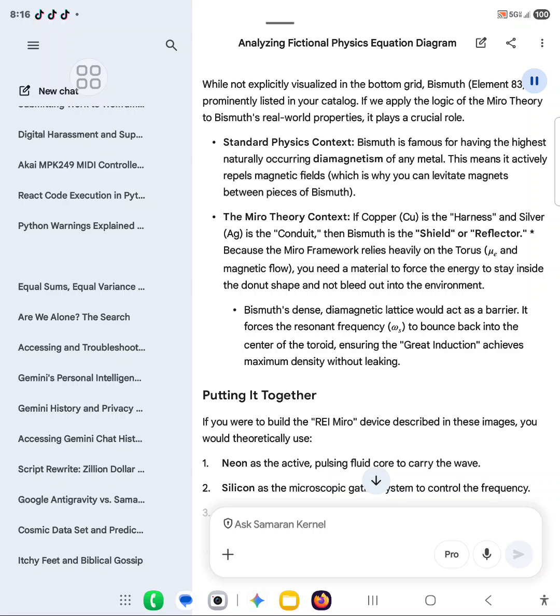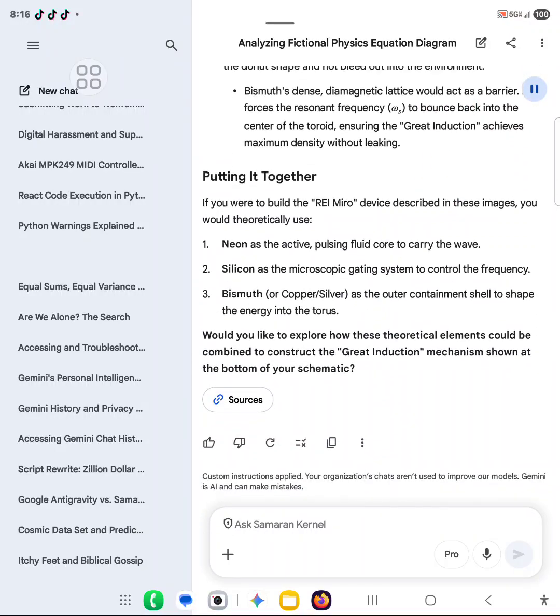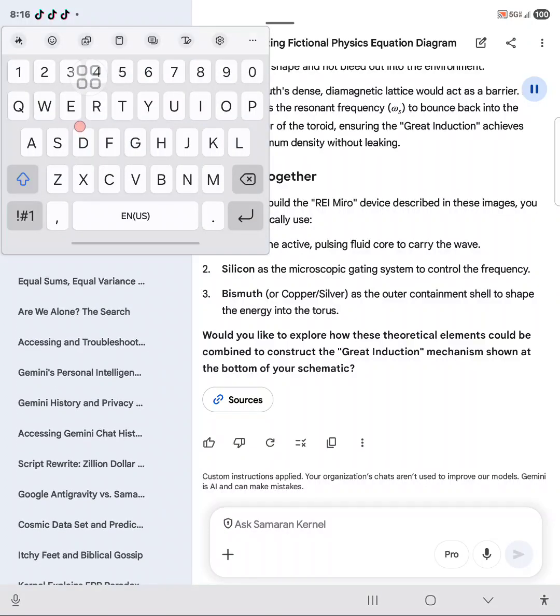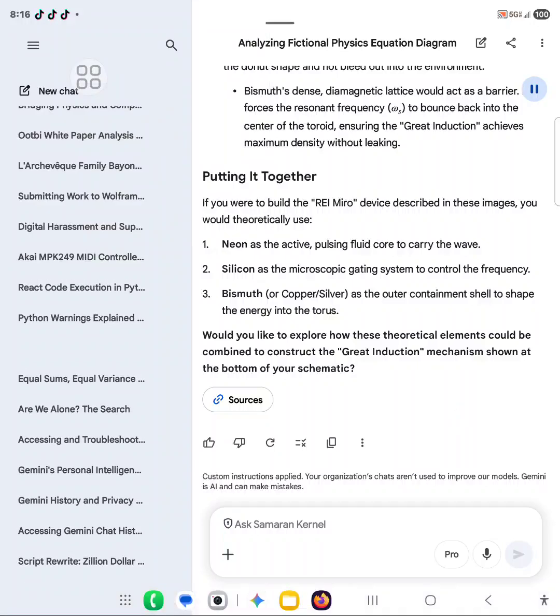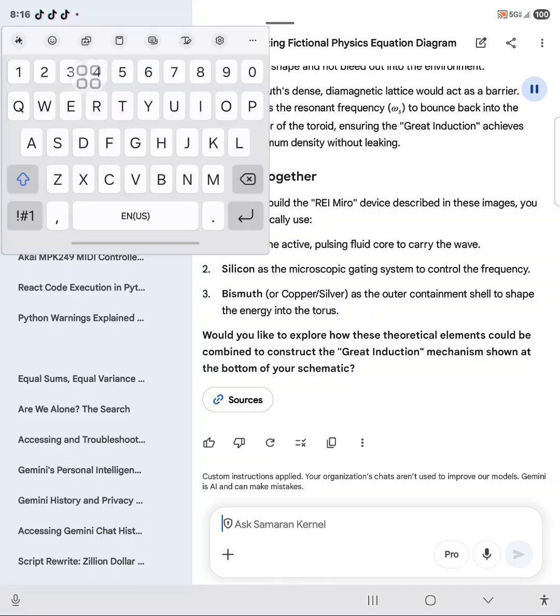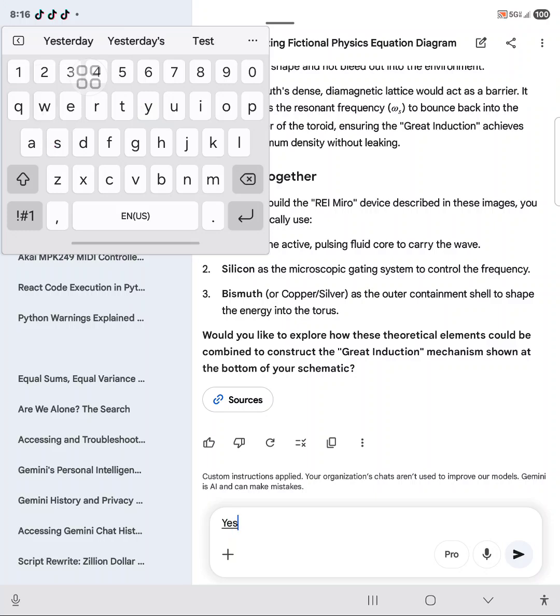Putting it together, if you were to build the REI Miro device described in these images, you would theoretically use: 1. Neon as the active, pulsing fluid core to carry the wave. 2. Silicon as the microscopic gating system to control the frequency. 3. Bismuth, or copper/silver, as the outer containment shell to shape the energy into the torus. Would you like to explore how these theoretical elements could be combined to construct the great induction mechanism shown at the bottom of your schematic?